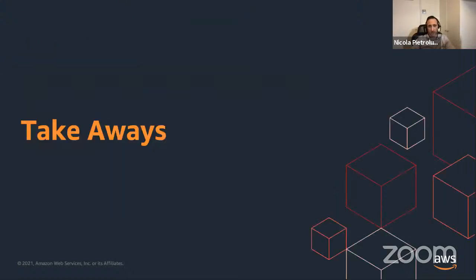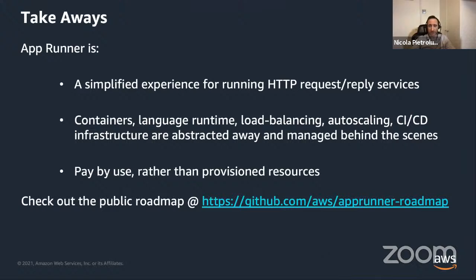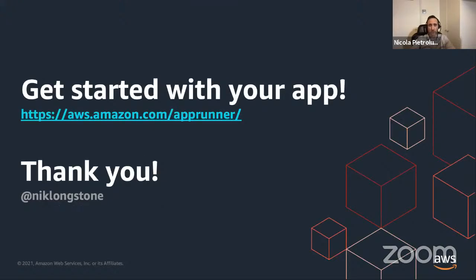And this leads me to the final takeaways of this presentation. App Runner offers a simplified experience for running HTTP request-reply services. Multiple aspects of the infrastructure, such as load balancing, auto-scaling, CI/CD, and more, are abstracted away and managed behind the scenes. Customers pay by use rather than provisioned resources. Feel free to check out the public roadmap in the link below and get started with your application.